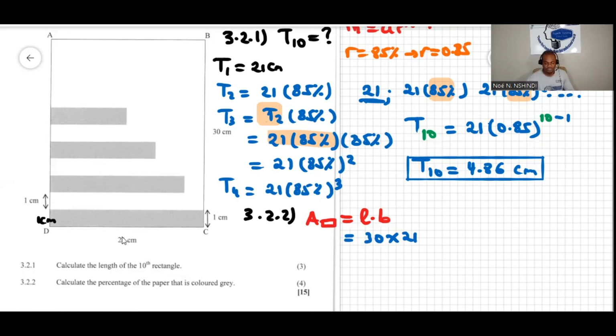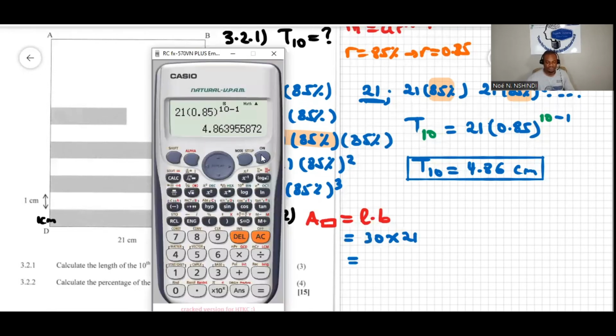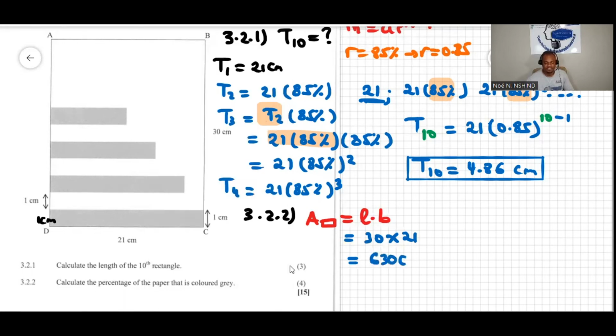Now the area will be equal to 30 times 21, and this is equal to 630. So we're going to write here 630 centimeters squared. This is the area of the whole paper, okay? Now, we don't want the area of the whole paper, we want just the parts that are colored. So we need to find this area.